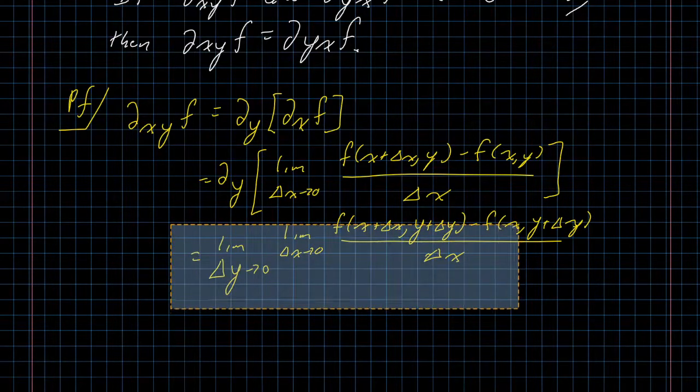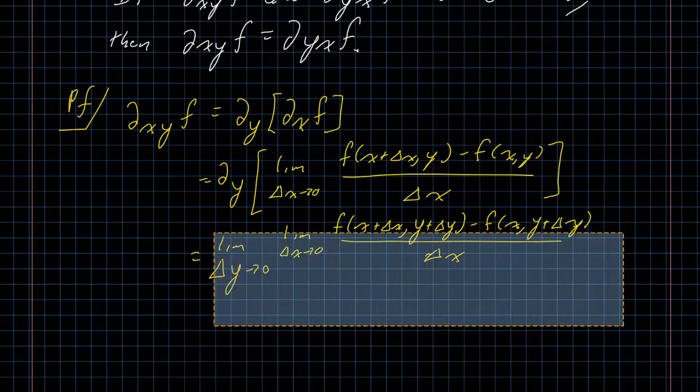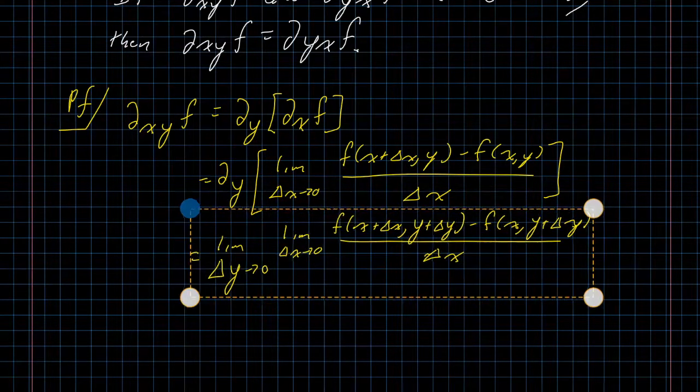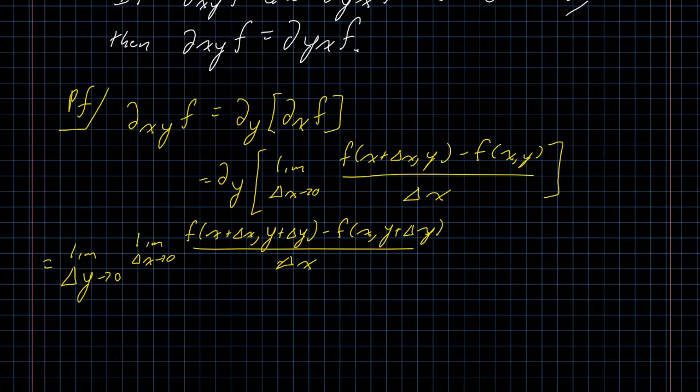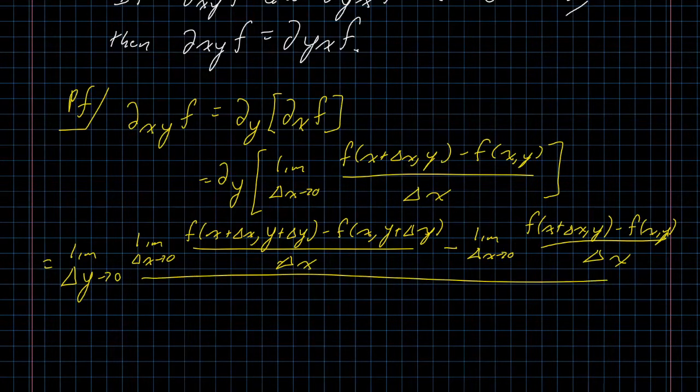I'm running out of room. Let me see. Nope, I missed completely. If I'm lucky and I slide this over, I'll have enough room, but we'll see. I may be low on space here. But then we want to take that and subtract what we had in the first place. The limit as delta x goes to 0 of f of x plus delta x, y minus f of x, y, all over delta x. And we'll take this whole thing and divide by delta y.